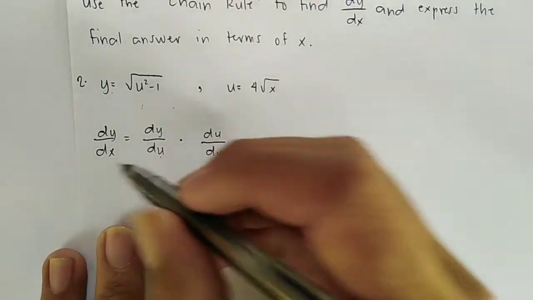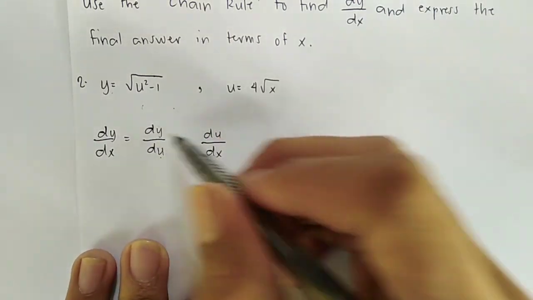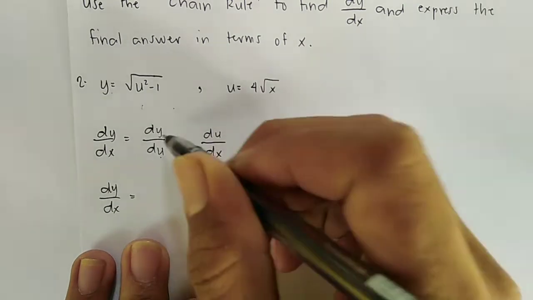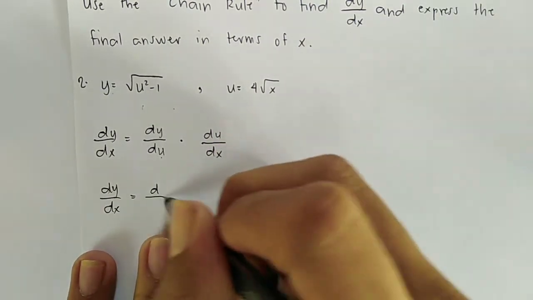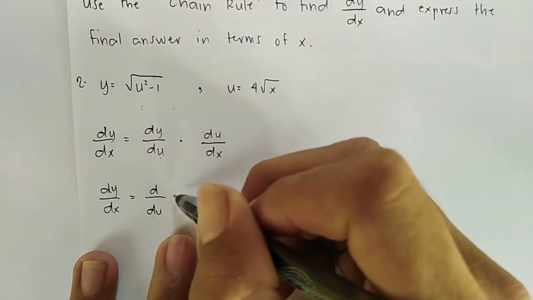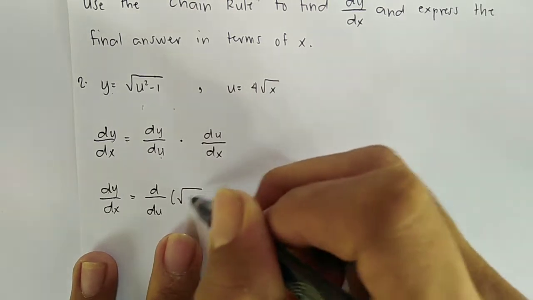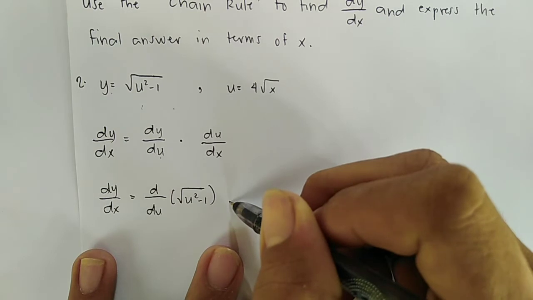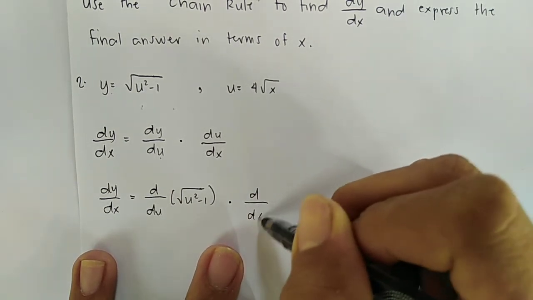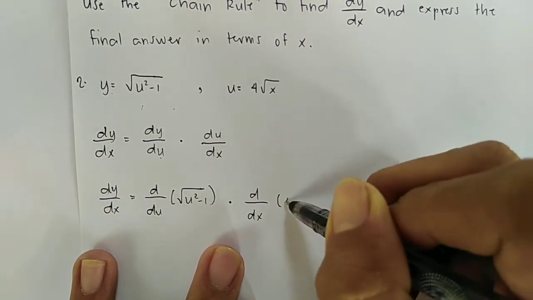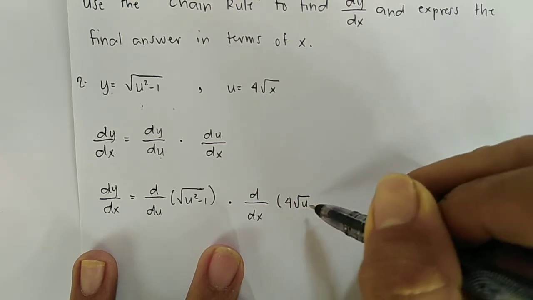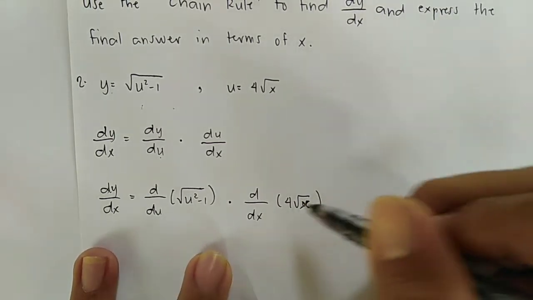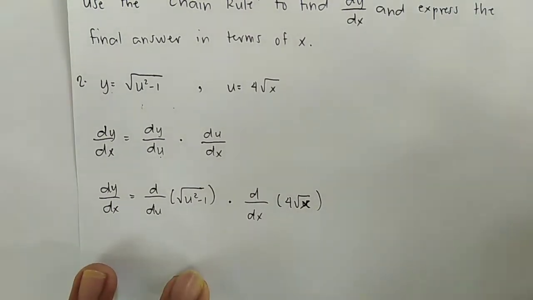So, yan. Kung matatanda natin, papalitan muna natin yung y or function y ng value niya. So, derivative of function y which is equal to the square root of u squared minus 1, then times derivative of the function u which is equal to 4 times the quantity of square root of x. This is square root of x. So, in terms of x.